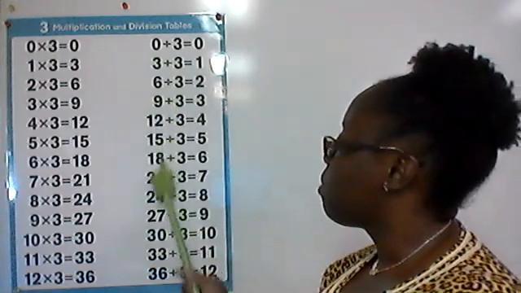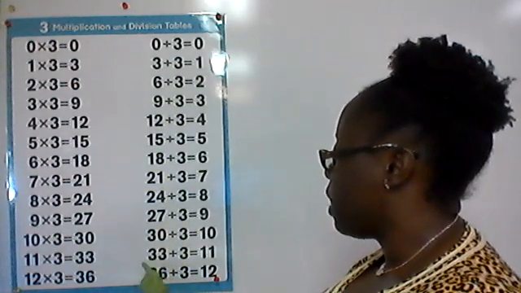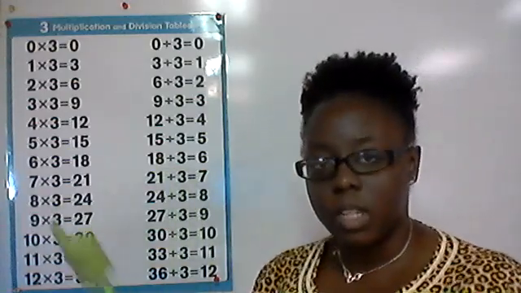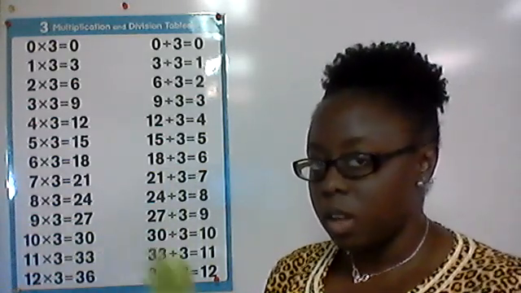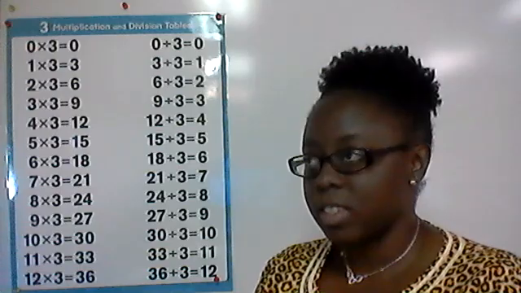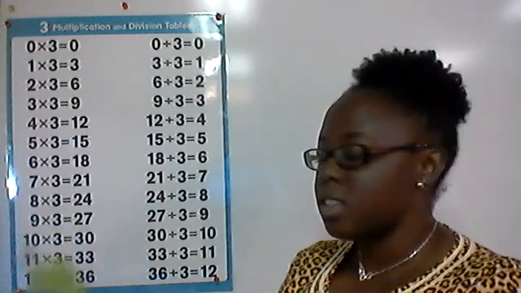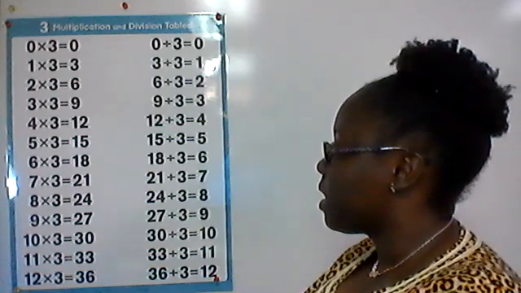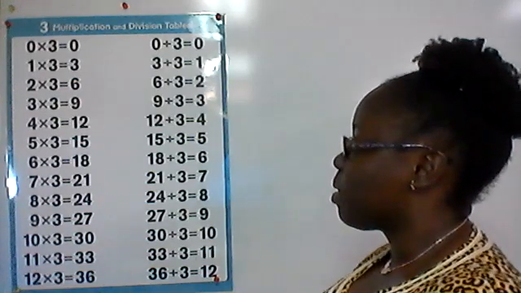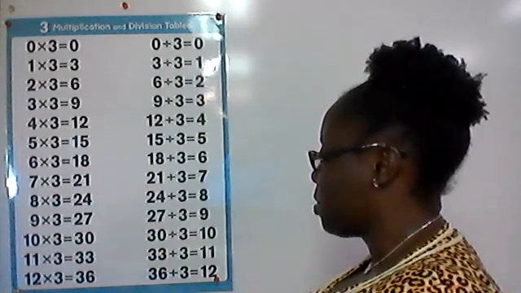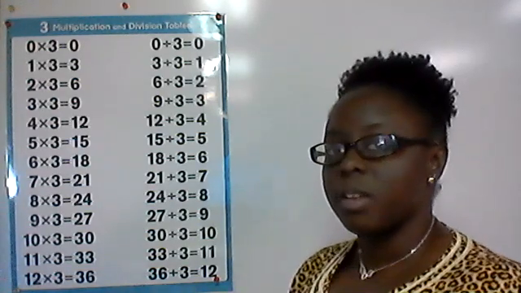So anytime you add together the digits that make up a number, however many digits there are, and the sum of the digits is divisible by 3, then that number is divisible by 3. Okay, I'm confusing myself here, but that number is divisible by 3.